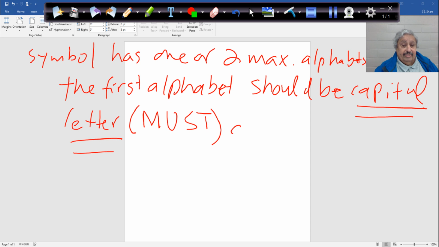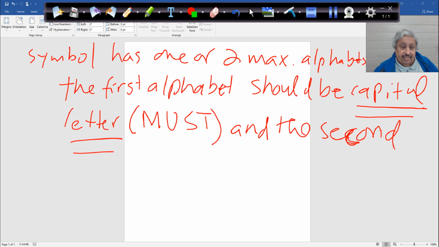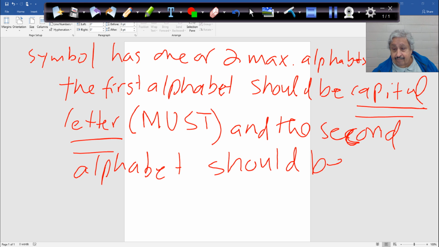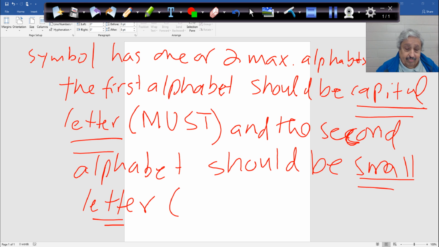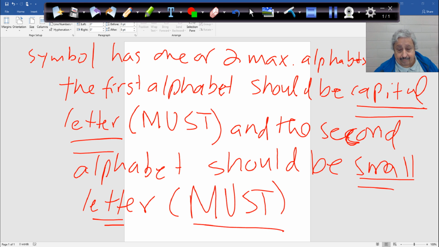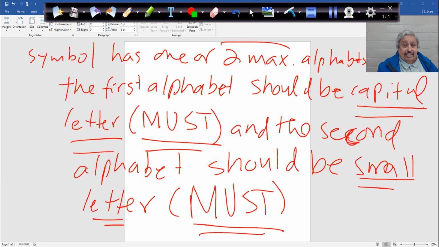And the second alphabet should be a small letter. Again, this is a must. You cannot have two capital alphabets. You cannot have two small-letter alphabets. And you cannot have the first alphabet as a small letter. You can look at all of those. And you cannot have more than two alphabets, maximum of two. You cannot have three alphabets. That's what we have here if you look at them, correct? You can already look at the periodic table.